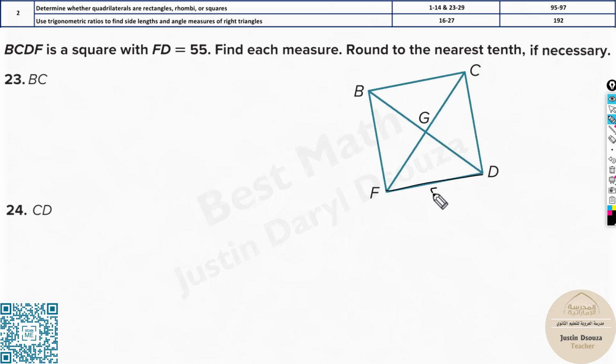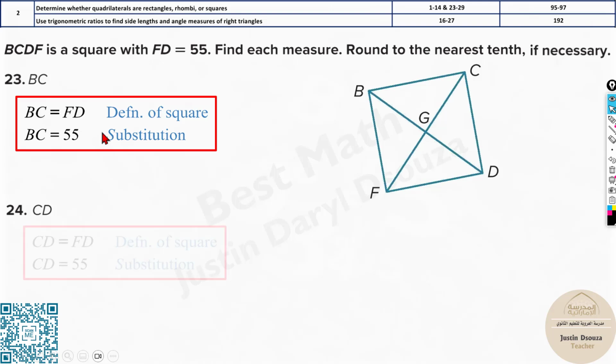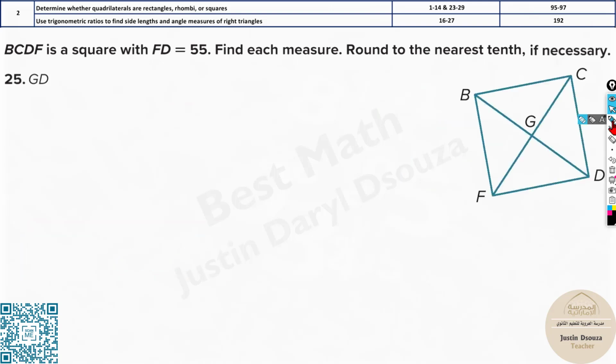This is 55. Find each measure. What is BC? It's also 55. What is CD? CD is also 55. Okay, they're all 55 then. So this is congruent, equal to each other. What about GD? Okay, now this becomes interesting.